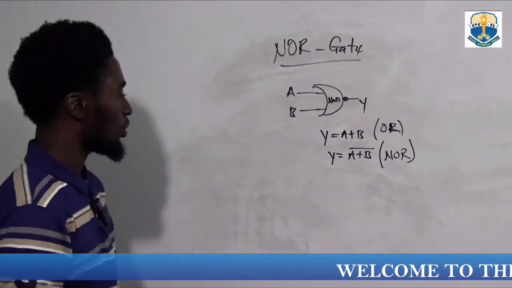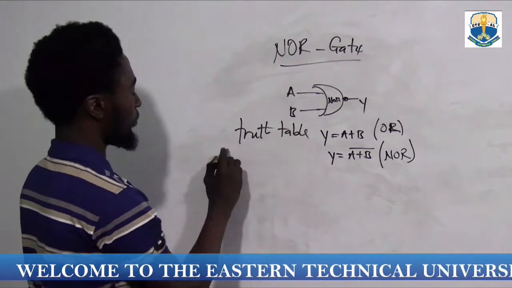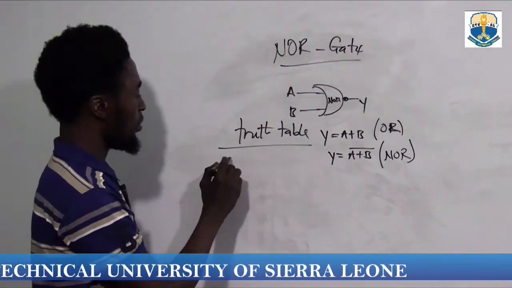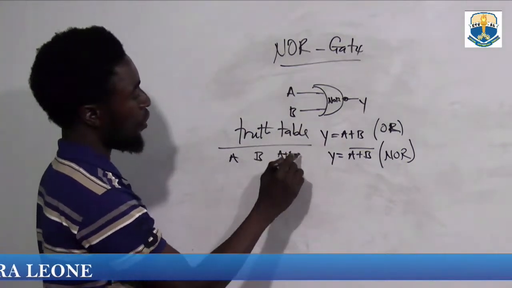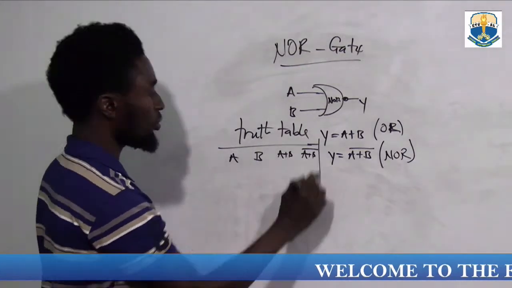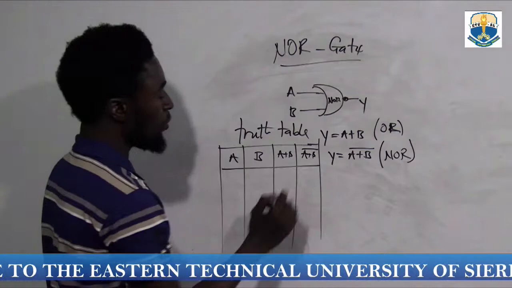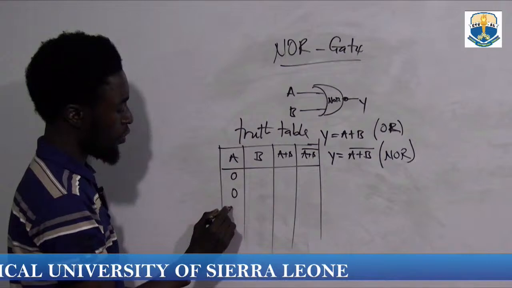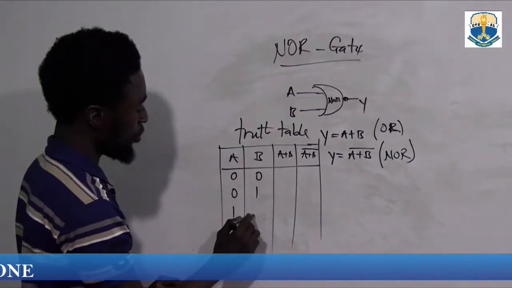So in drawing our truth table, of course we have our first input, input A, input B, we have A plus B, and we have A plus B all bar. So this is what we have. So now with this, you have the expected outcomes 0, 0, 1, 1, and 0, 1, 0, 1.